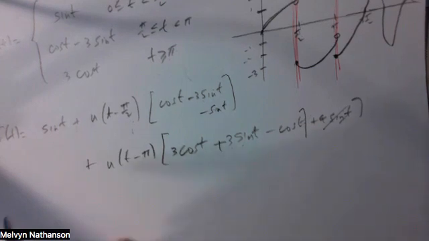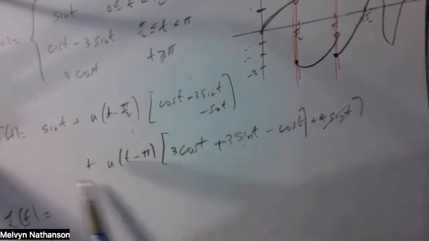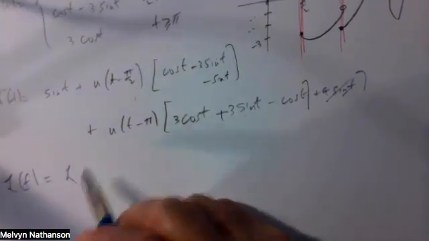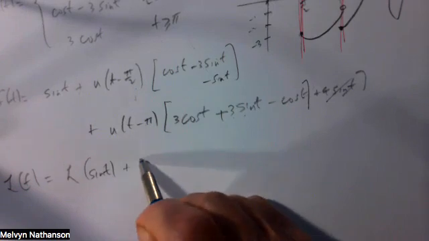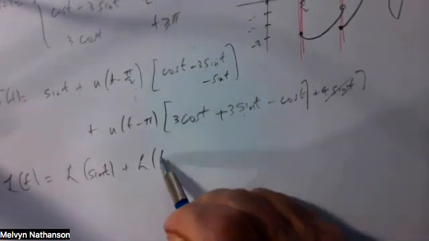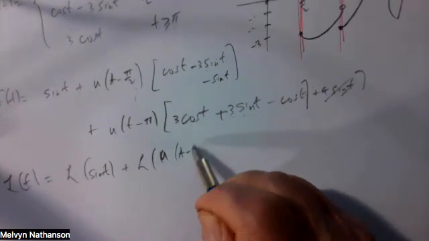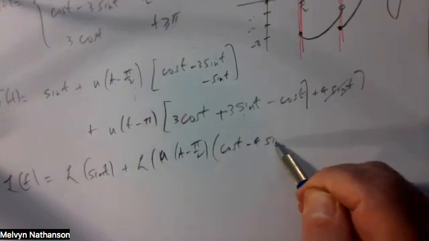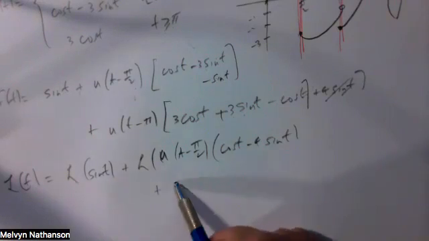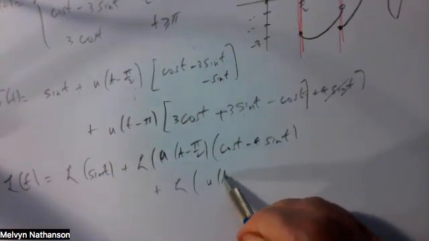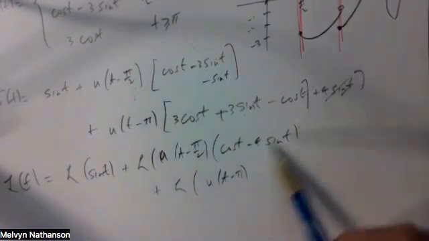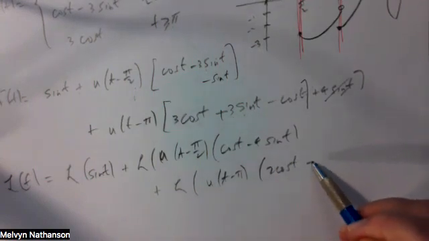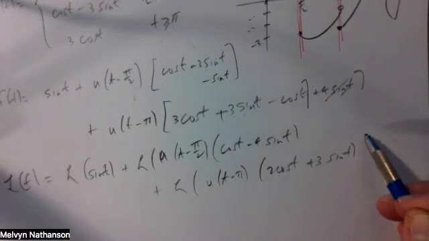And the Laplace transform of f is then the Laplace transform of this, which by the linearity of the Laplace transform, I can write as the Laplace transform of sine of t plus the Laplace transform of u of t minus pi over 2 times cosine t minus 4 sine t plus the Laplace transform of u of t minus pi times the function, and 3 cosine minus cosine, that's 2 cosine t plus 3 sine t.